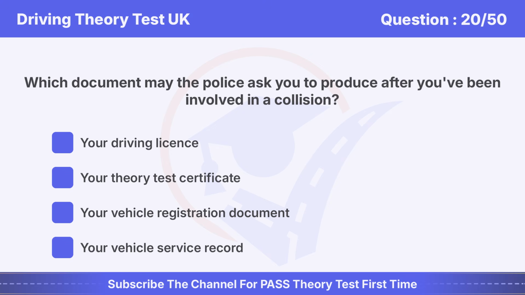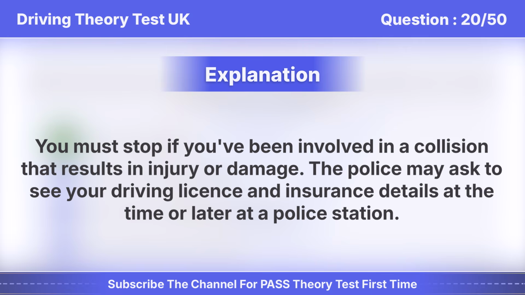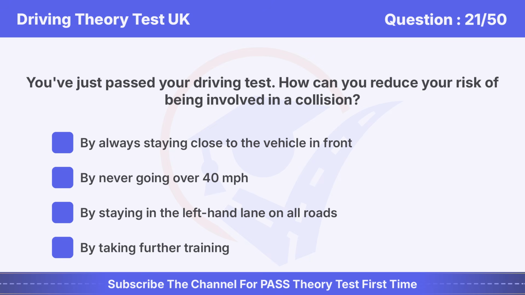Question 20. Which document may the police ask you to produce after you've been involved in a collision? Answer is A. Your driving license. You must stop if you've been involved in a collision that results in injury or damage. The police may ask to see your driving license and insurance details at the time or later at a police station.